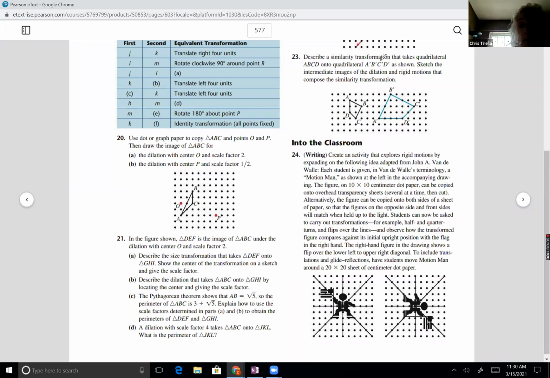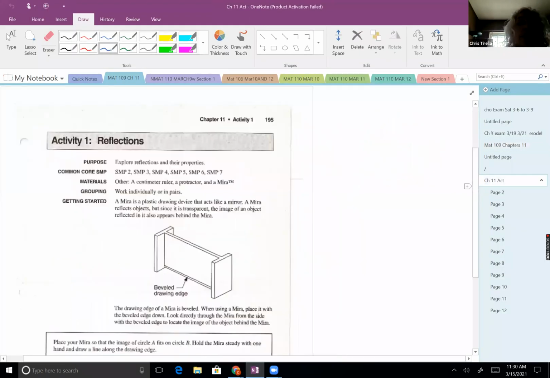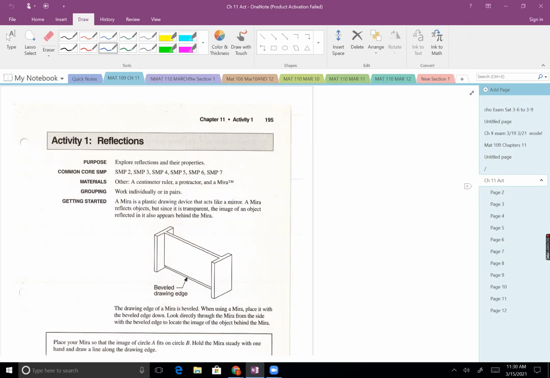If not, how are you folks doing with those chapter 11 activities? Did anybody have questions on any of the activities from chapter 11? I haven't even been able to start them with the funeral and everything that I had last week going on. Okay, all right.